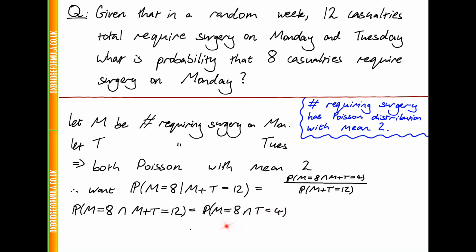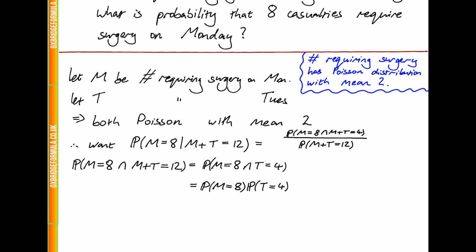And now we can use the fact that the number of people requiring surgery on each day is independent, as that will tell us that this is just equal to the probability that M equals 8 times the probability that T equals 4. And now, can we evaluate these? Well, yes we can, because we know they're both Poisson distributed with mean 2. So let's have a go at evaluating these.